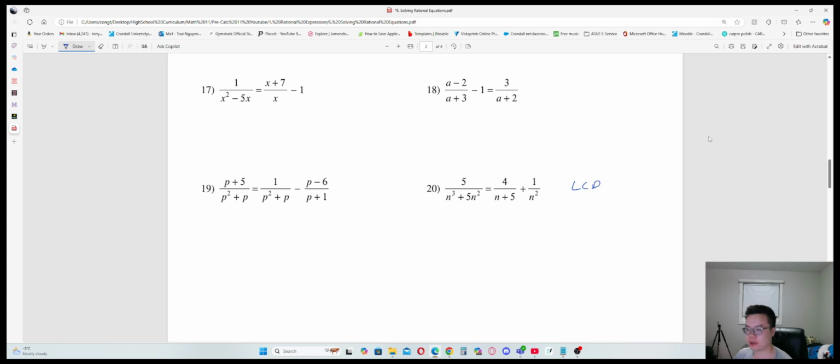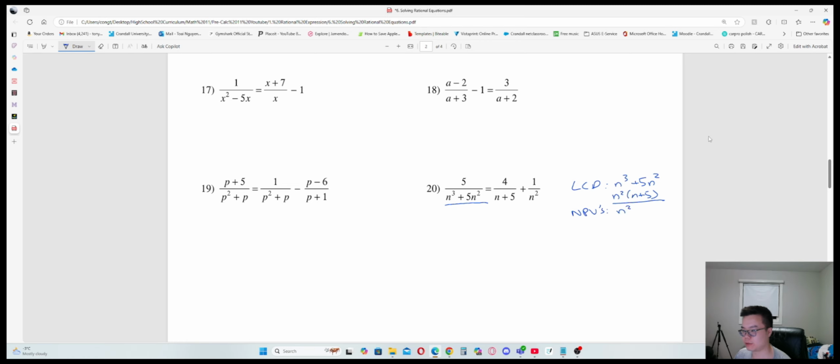So right away I see n cubed plus 5n squared. That is my biggest degree, and it has the most terms. So I'll factor them out. So that's my LCD. Then I use that to solve for my NPVs.